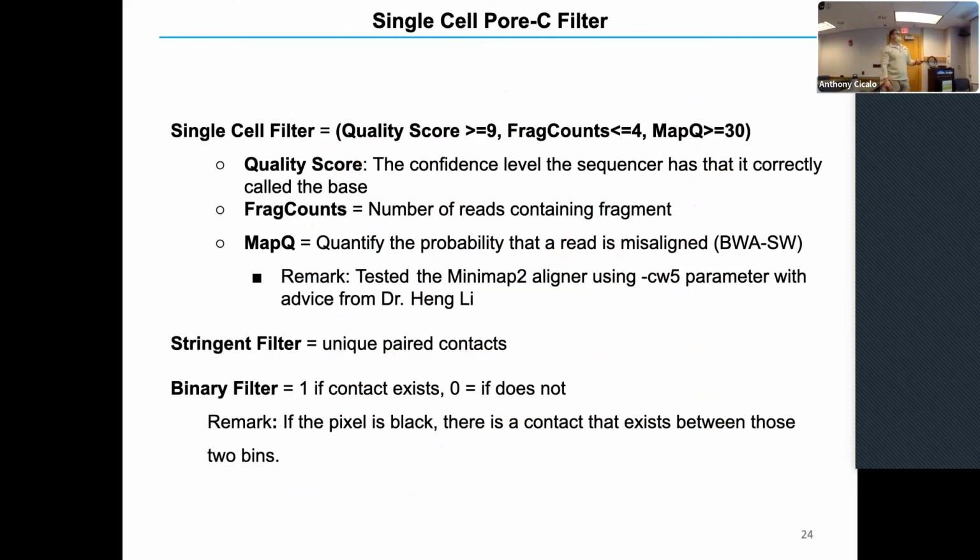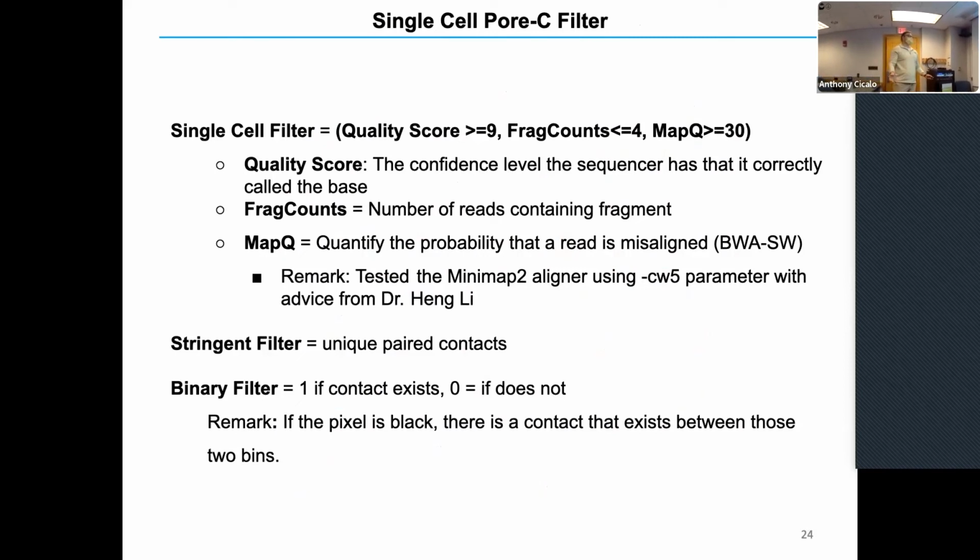So we built this single cell 4C filter. And what that consists of is we're only allowing cells that have a quality score of greater than or equal to 9. We're only allowing the frag counts to be less than or equal to 4. And we're only allowing the map quality score to be greater than or equal to 30.